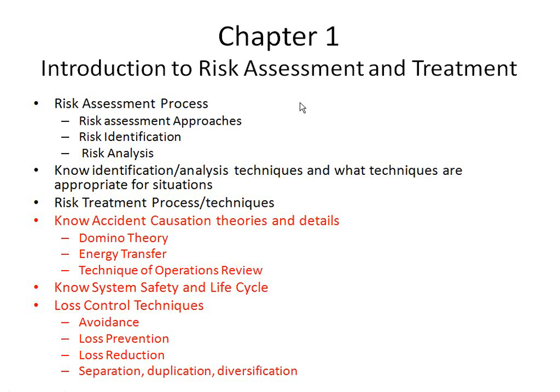Loss control techniques. This is really going to be true throughout the whole chapter: avoidance, loss prevention, loss reduction, separation, duplication, diversification. That's a key concept when you think about how you avoid workers' comp claims or human capital issues, or how you avoid general liability. You have to think of those. How do you prevent a fire? Well, we're not going to do things that create the potential for fire. We're going to put sprinklers in, or other elements. Sprinklers would be loss reduction.